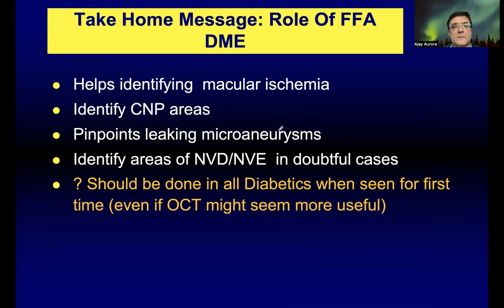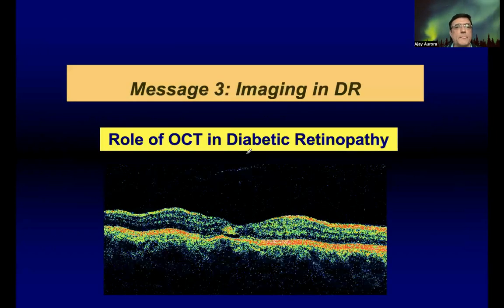which will help us to target these leaking microaneurysms with laser photocoagulation, identifying areas of NVD and NV in doubtful cases, as the case I just showed you. And I feel that it should be done in all diabetics when you see them for the first time, even if OCT might seem to be a more useful technique, and we routinely do it in the clinic with the OCT.